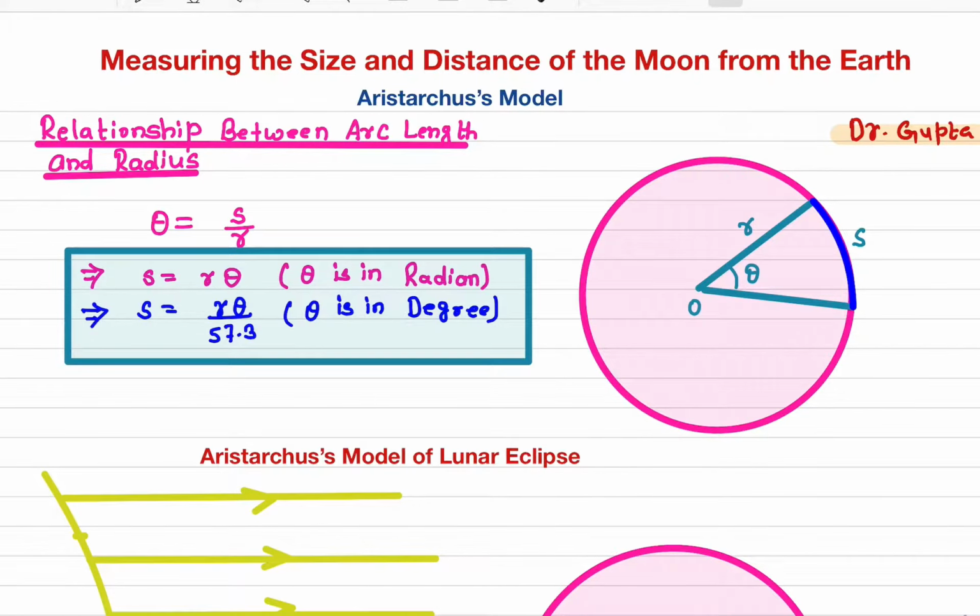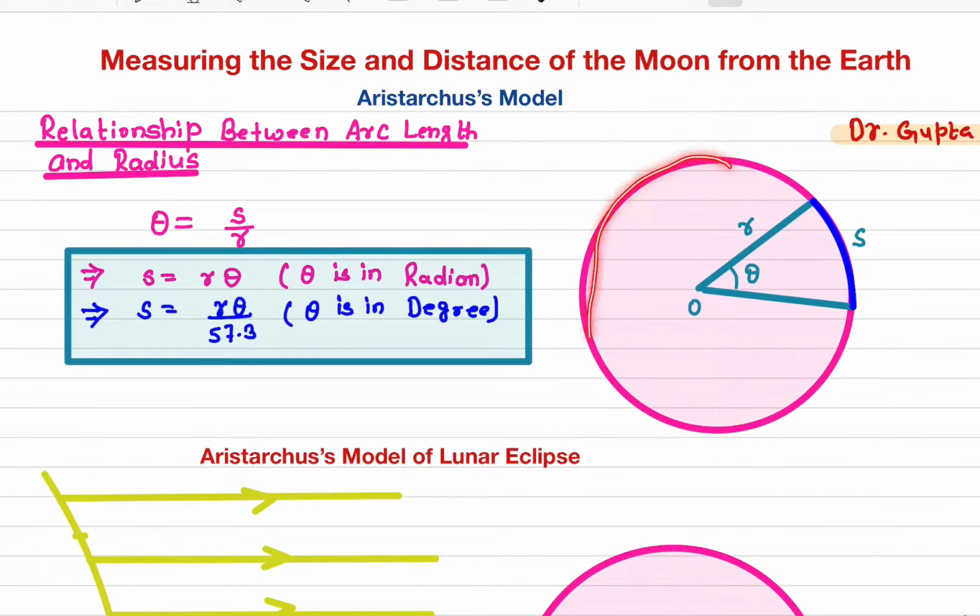In this video, I'll talk about how the ancient Greek philosopher and mathematician Aristarchus measured the diameter of the moon and the distance between Earth and the moon. He did measure the size and the distance between Earth and moon during the lunar eclipse, and he used very simple mathematical tools, that is the basic trigonometry. First I'll talk about the basic trigonometry, the basic equation that he used.